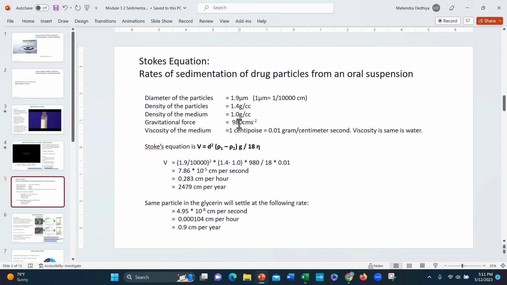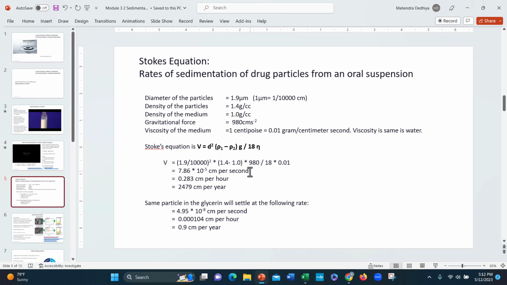Gravitational force is 980 cm per second squared. And viscosity of medium is 1 centipoise. Convert that into 0.01 gram per centimeter second. That's the viscosity of water. Take Stokes' equation and enter these values, and we get a velocity of 7.86 times 10 to the minus 5 cm per second.